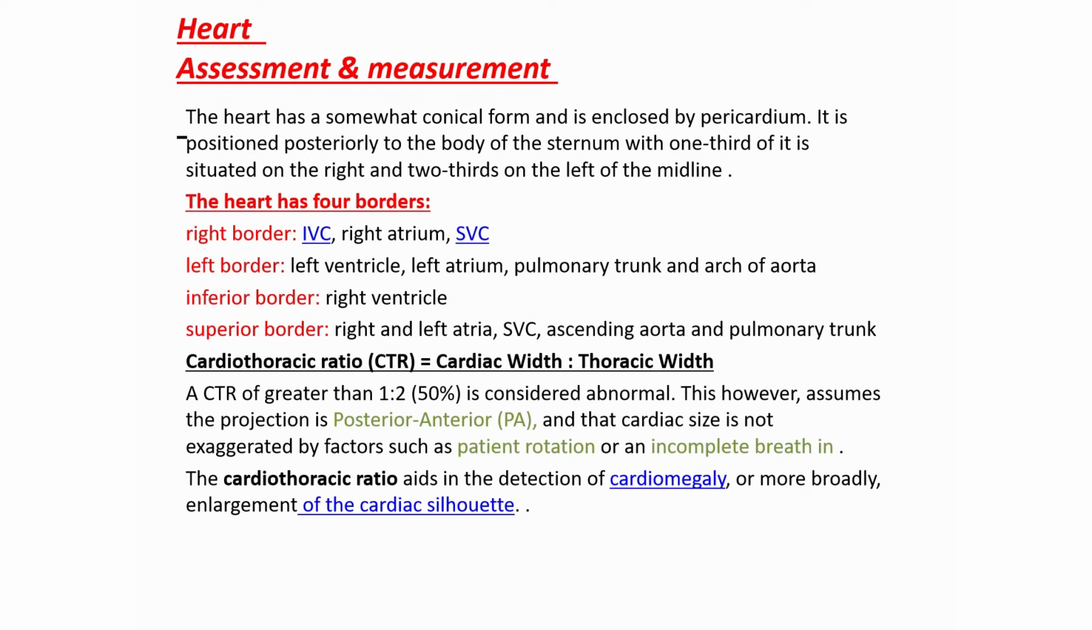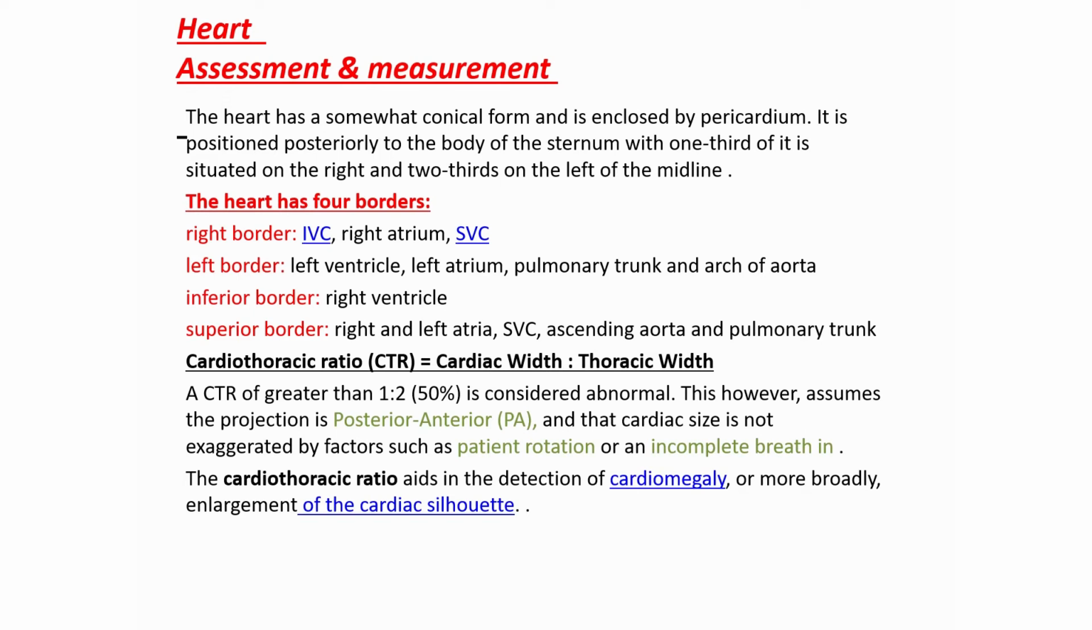The important thing in radiology is to measure the cardiothoracic ratio. I mean to measure the cardiac size. The cardiothoracic ratio, we can calculate it from the ratio of cardiac width to thoracic width. What I mean by that? The cardiac width is the distance between the lateral borders of the heart, the most separated borders.